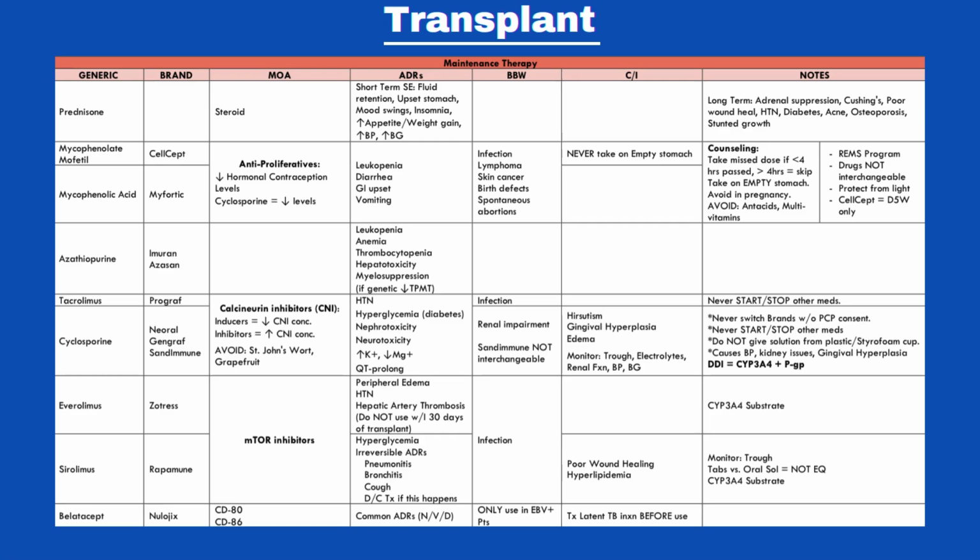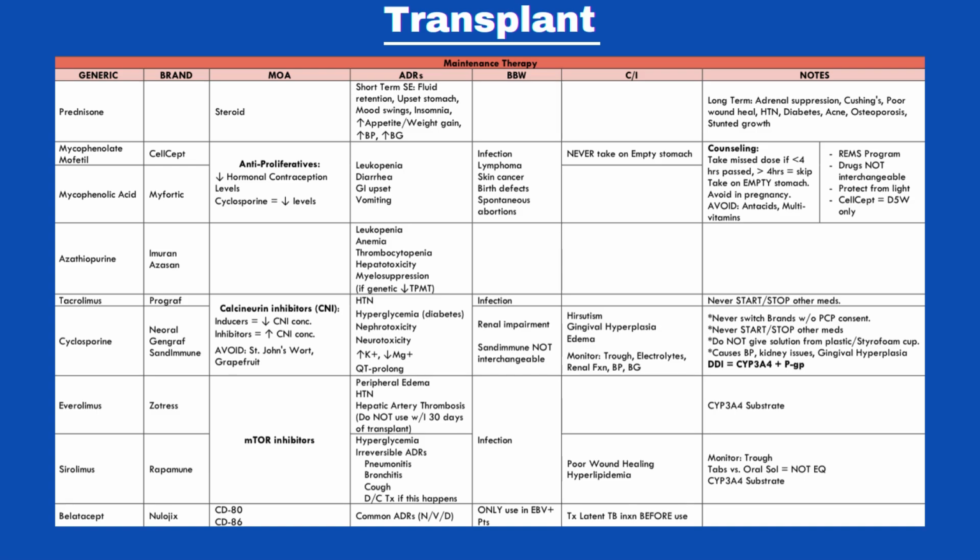We have mycophenolate, we have the mofetil and the acid, with brand names CellCept and Myfortic. So it's important to know the difference between the two. The mechanism of action for these is antiproliferative, and they decrease hormonal contraceptives. So with patients taking these, you want to make sure there's a backup contraceptive, and these could also decrease the levels of cyclosporin when given together.